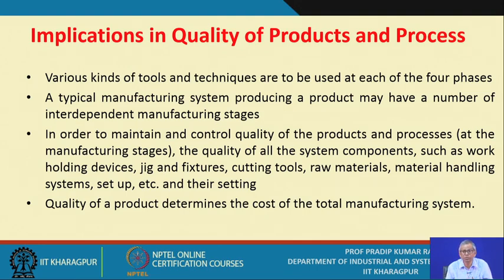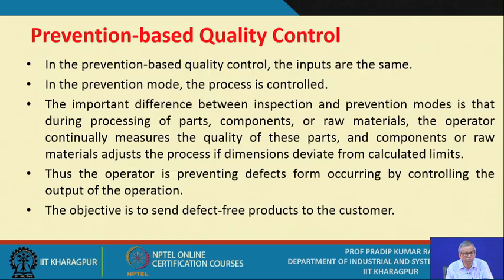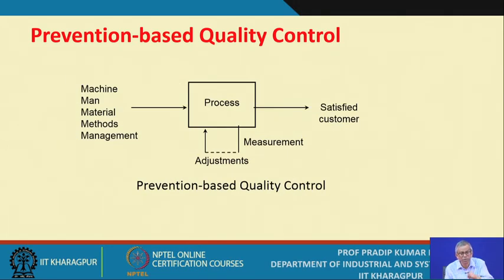So if the quality level is poor, it might mean that the cost of the manufacturing system also is very, very high. So what is important is that while you go for prevention based quality control, the process details must be known, and many a time, the process plan or the process planning components, is it okay, you must be able to create.